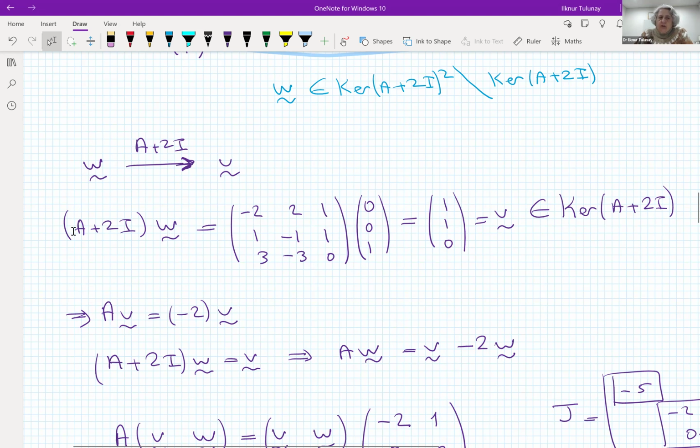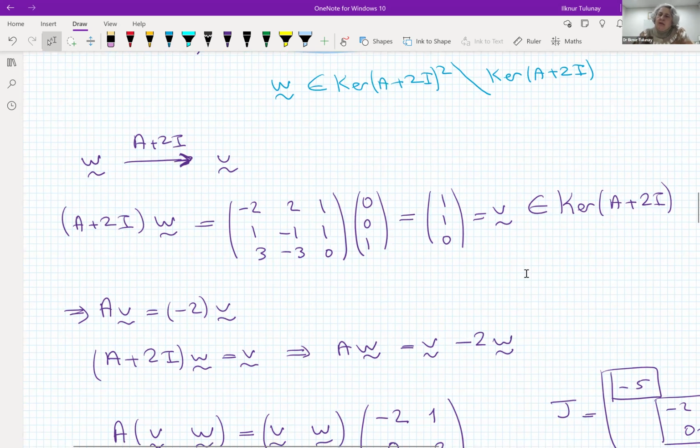From the equation (A plus 2I)W equals V, we have AW and we have 2W. Take the 2W to the right-hand side. Then we will have V minus 2W. So we have two equations.